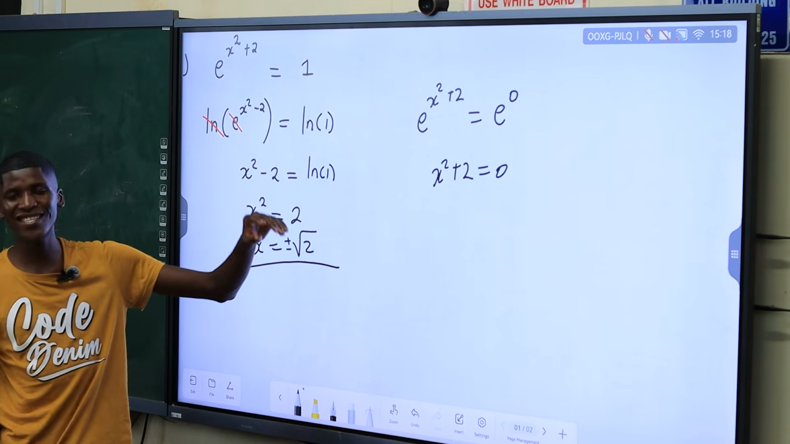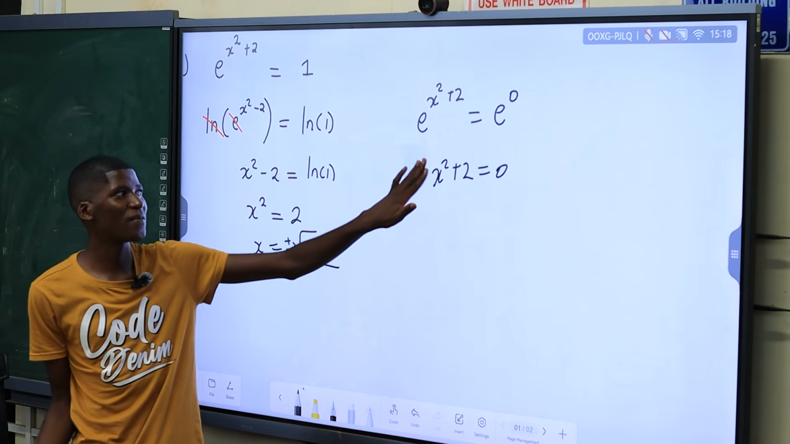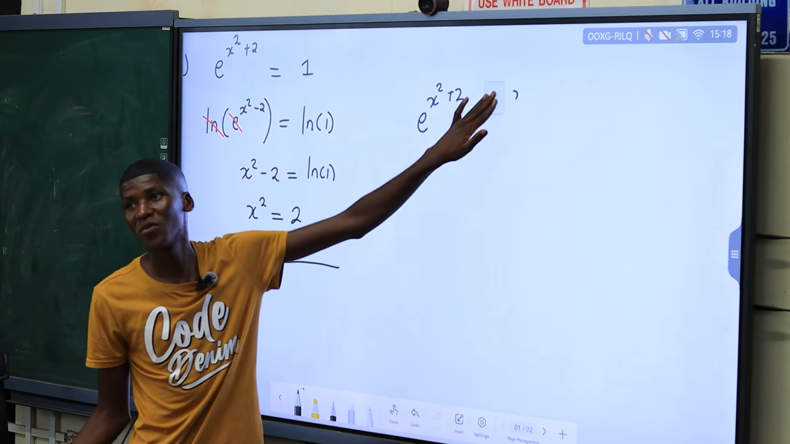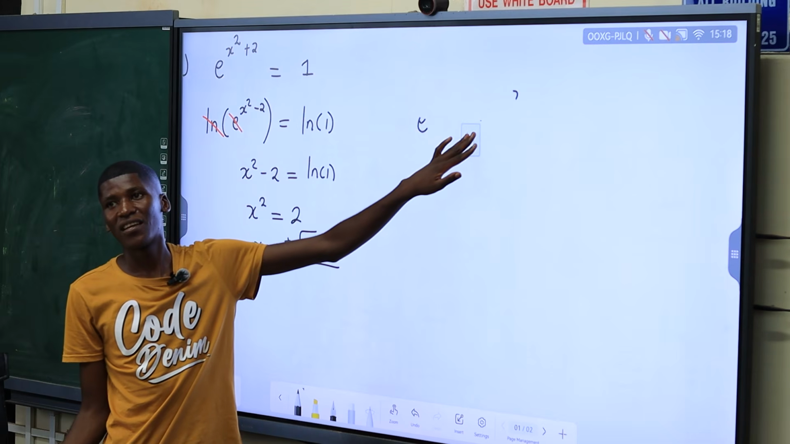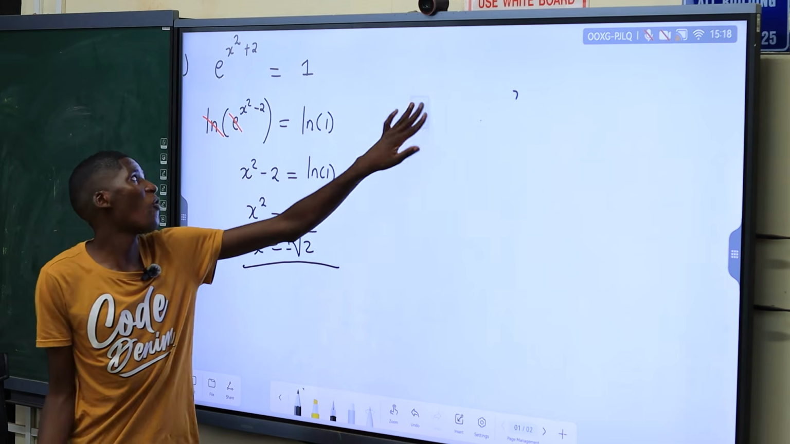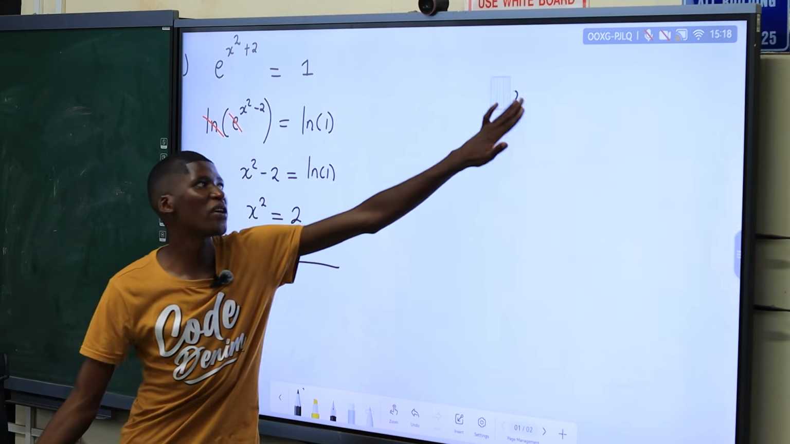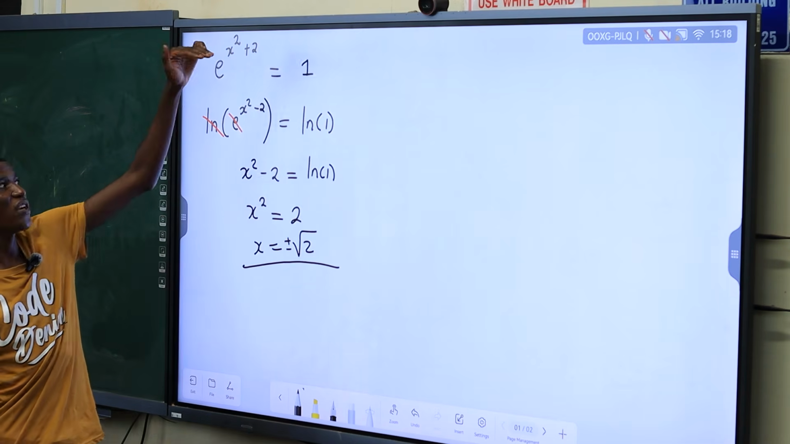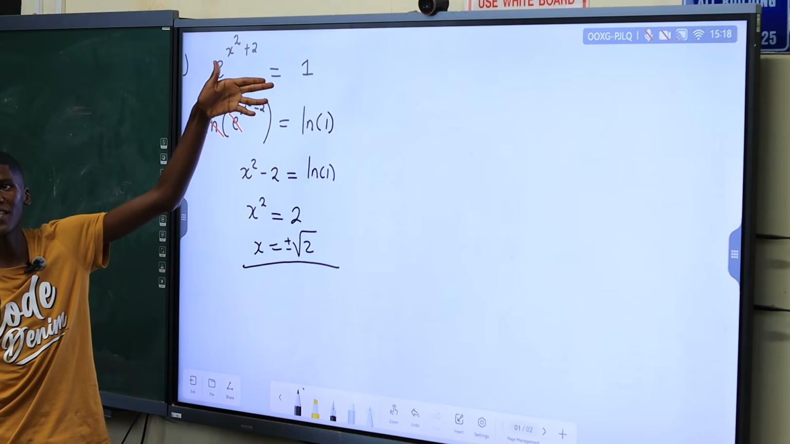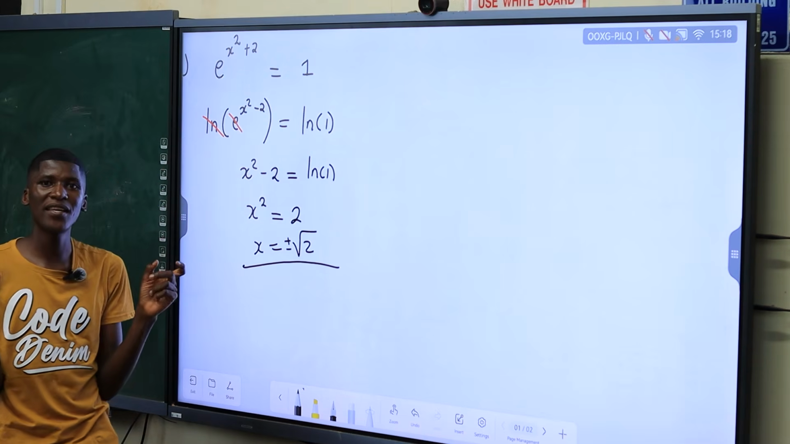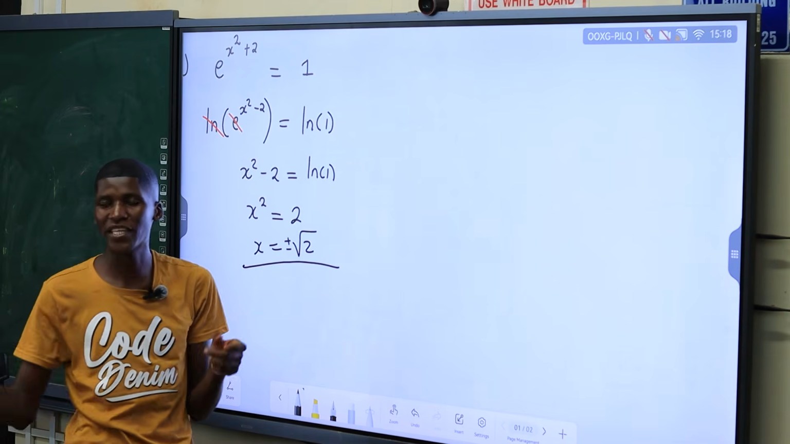But if the instruction says use the laws of logarithms, you try to use those. This is going to be e to the power x squared plus 2 is equal to e to the power of 0. And then if the bases are equal, you equate the exponents.